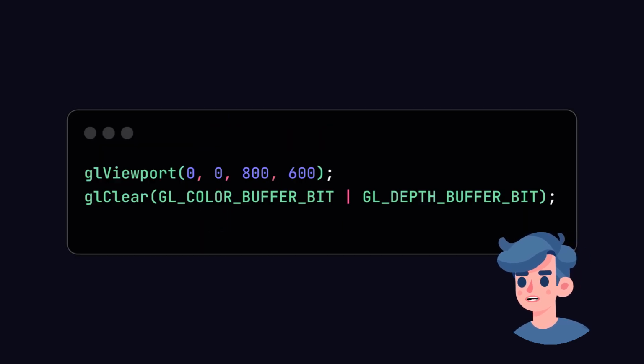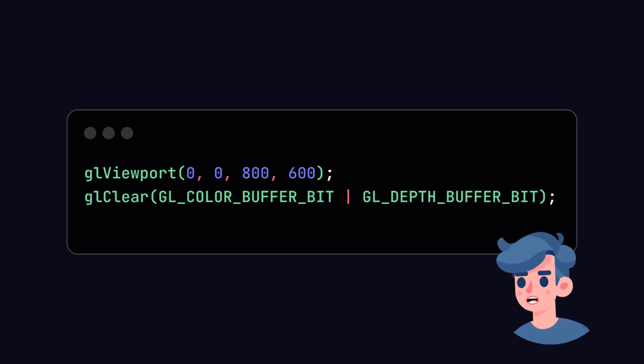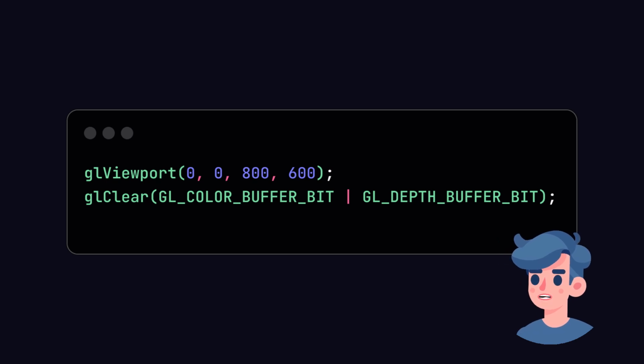Now that we have our basic application structure, let's configure OpenGL. OpenGL is the graphics API we will use to render our 3D models. Start by setting the viewport and clearing the screen in the render loop.